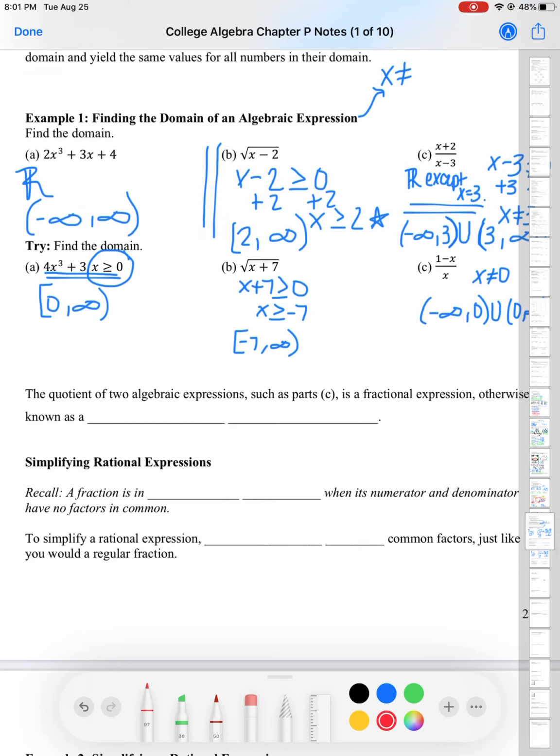The quotient of two algebraic expressions, such as part C, is a fractional expression, otherwise known as a rational expression. We spent a lot of time on this in Algebra 2. So today we're going to just review it and go a little bit deeper. So recall a fraction in simplest form.